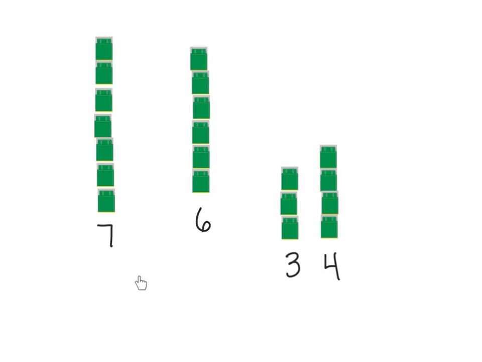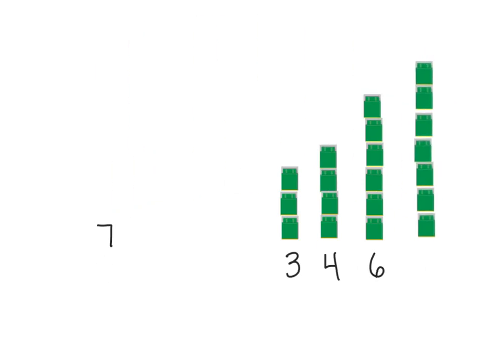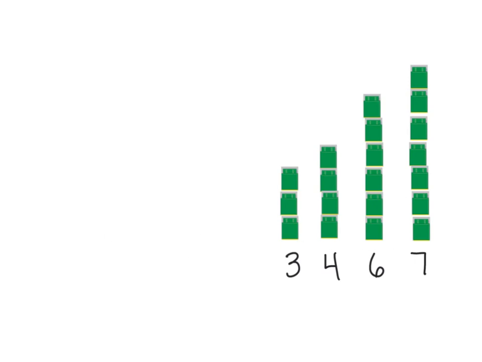Okay, now we have 7 and 6. Which of these 2 has the fewest linking cubes in it? It's the 6. You got it. So I'm going to put that next. And then we're left with the 7. So that means that has the most. My 7 doesn't want to move. Okay, there we go. Okay, let's see if it's looking like steps.